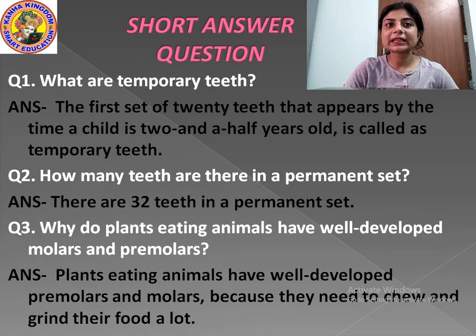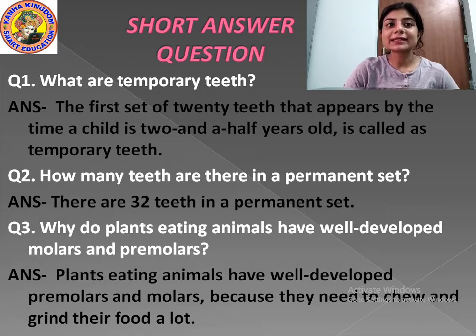Then question number 2. How many teeth are there in a permanent set? The answer is there are 32 teeth in a permanent set.